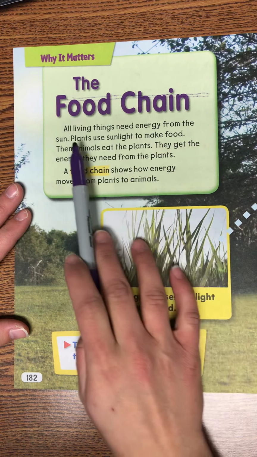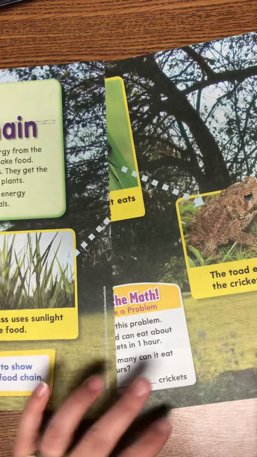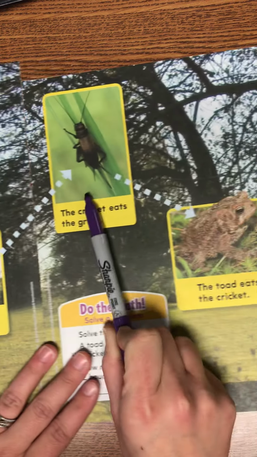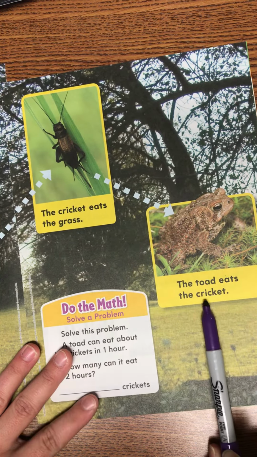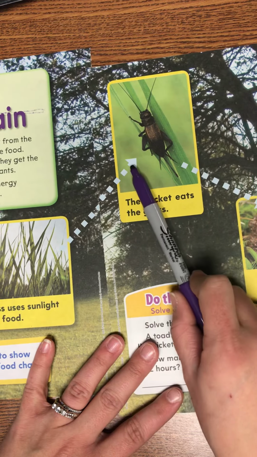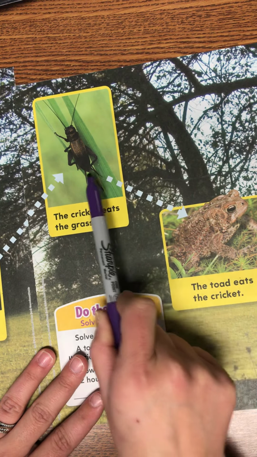Here we're starting with a picture of the grass. It says the grass uses sunlight to make food. Now I'm going to try to show you both pages at once, but it's kind of tricky. You can see the arrow that goes from the grass. The cricket eats the grass, and then it's coming again where it says the toad eats the cricket. So it's kind of a food chain where we're starting with a plant. Something small eats it. Something a little bit bigger eats the small animal.